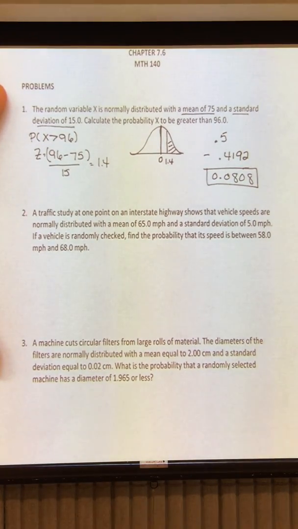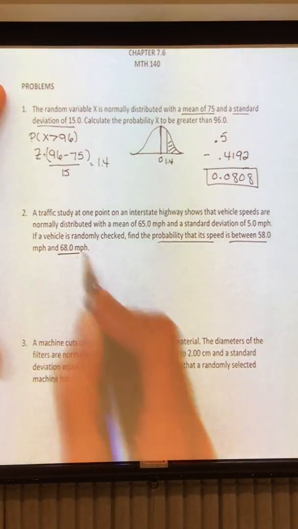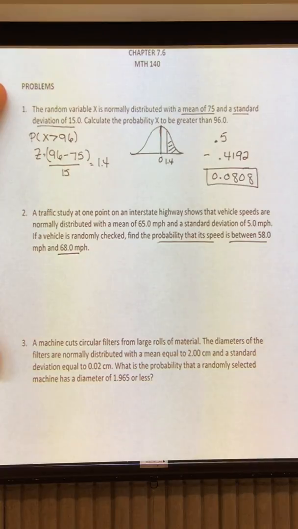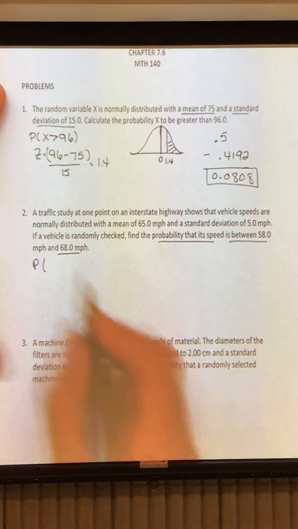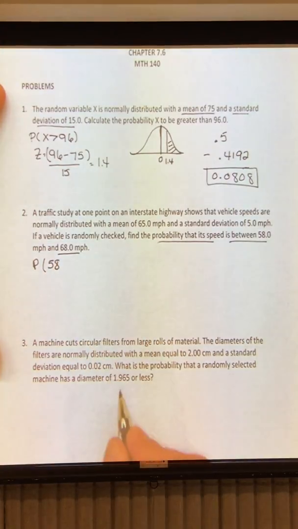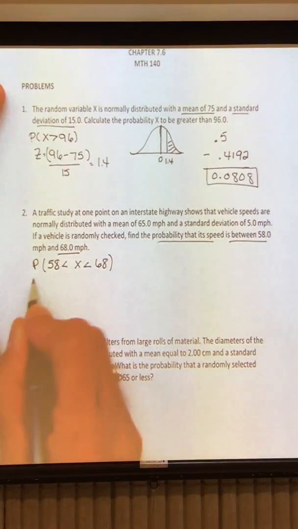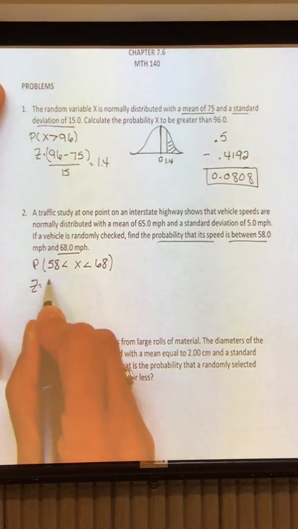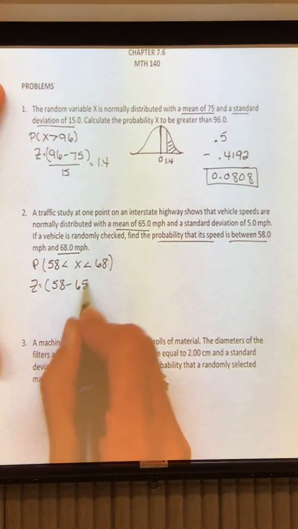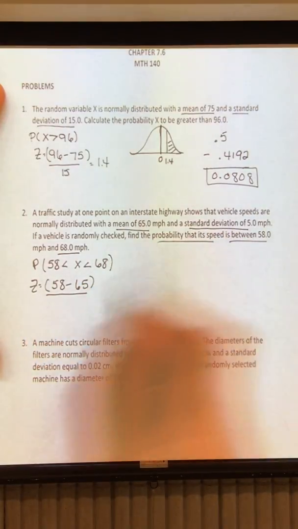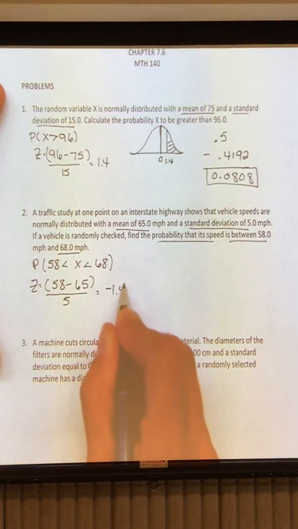Problem number 2. Again, same process. Find the probability that the speed is between these two, 58 and 68. So you want to find the probability of speed between 58 and 68. So you have to find two z-scores. The z-score of 58 is 58 minus the mean of 65, divided by the standard deviation of 5. Once you calculate that, your answer is negative 1.4.